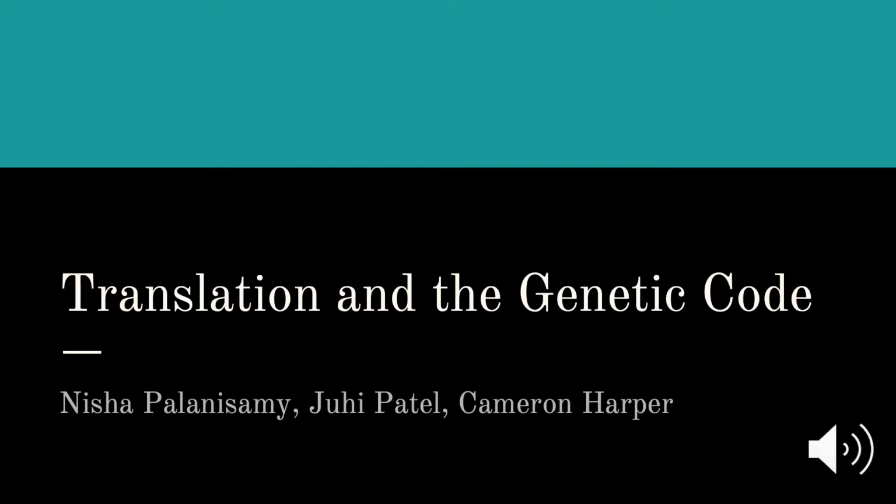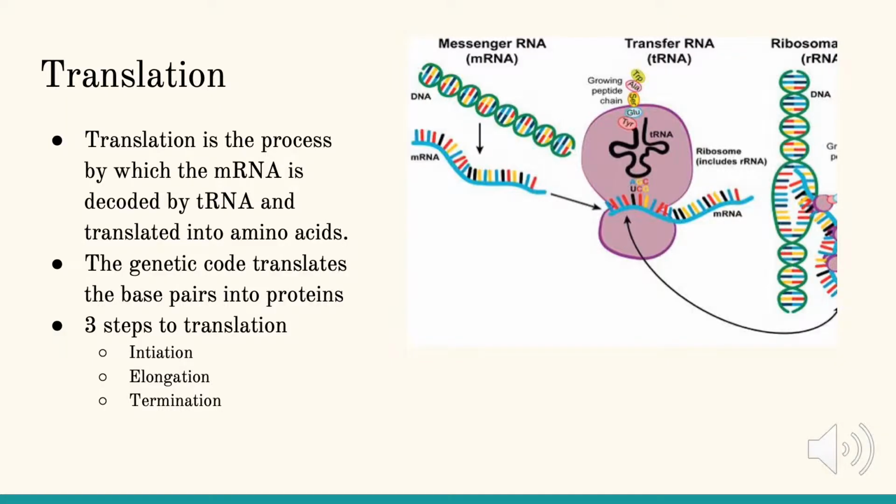We're going to be talking about translation and the genetic code. Translation is the process by which the mRNA is decoded by tRNA and translated into amino acids. In the cytoplasm, mRNA serves as a template for protein synthesis, which occurs in ribosomes. The nucleotide sequence in mRNA is read and translated into amino acids.